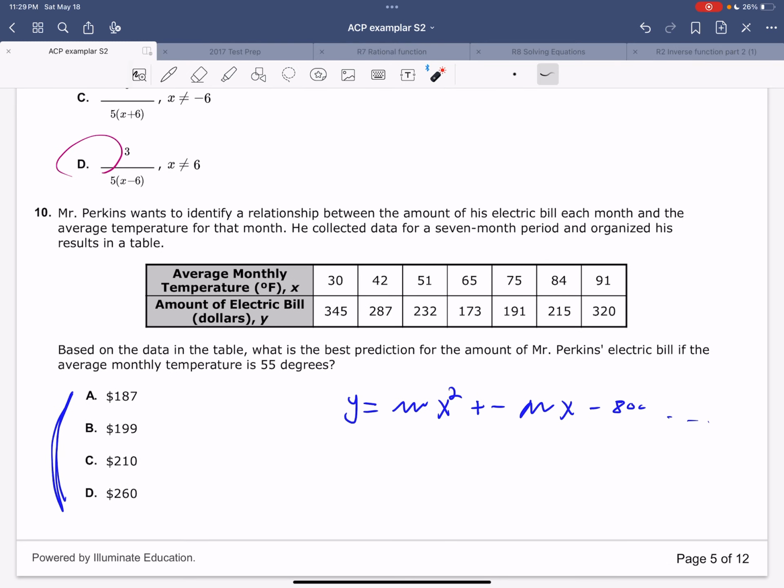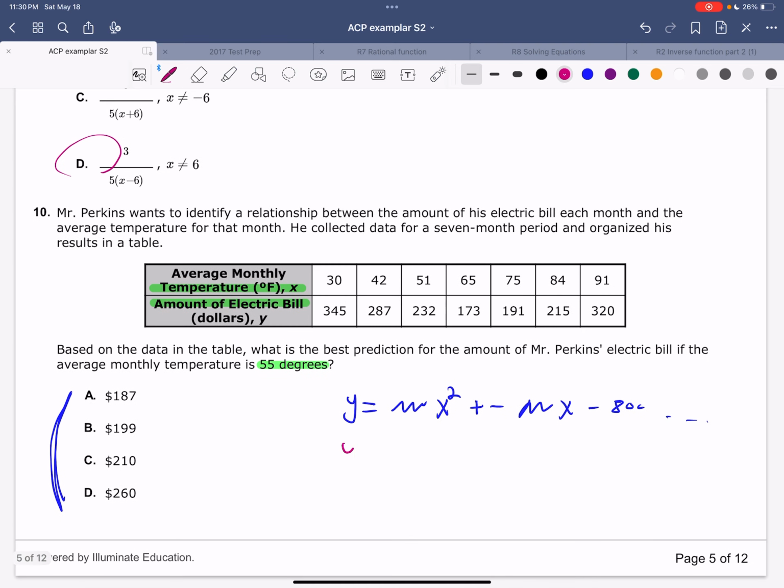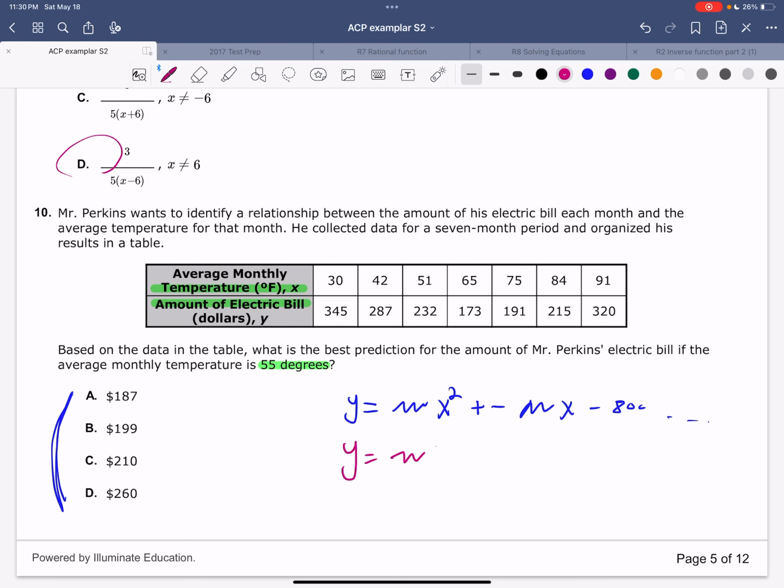Now, read the question carefully. This one is about electricity and the amount of the electric bill. So that's a quadratic, that's what we got here. And the number that is given to you is 55. If your answer looks like this, your question will give you some kind of number to plug in, 55. Now, do I have to plug it into the y or x? You have to be careful. 55 degrees is a temperature, which is an x value. So you're gonna plug this into the x value here. Instead of x, I'm gonna plug in 55.